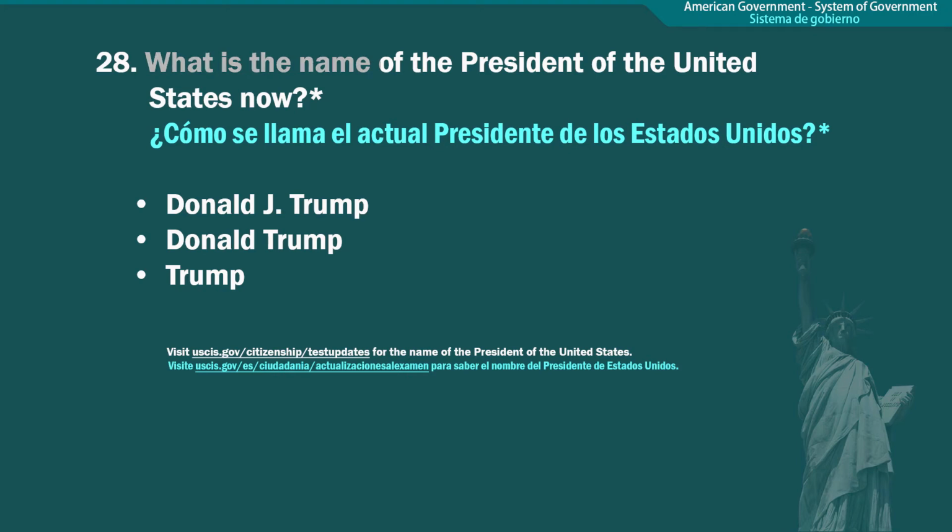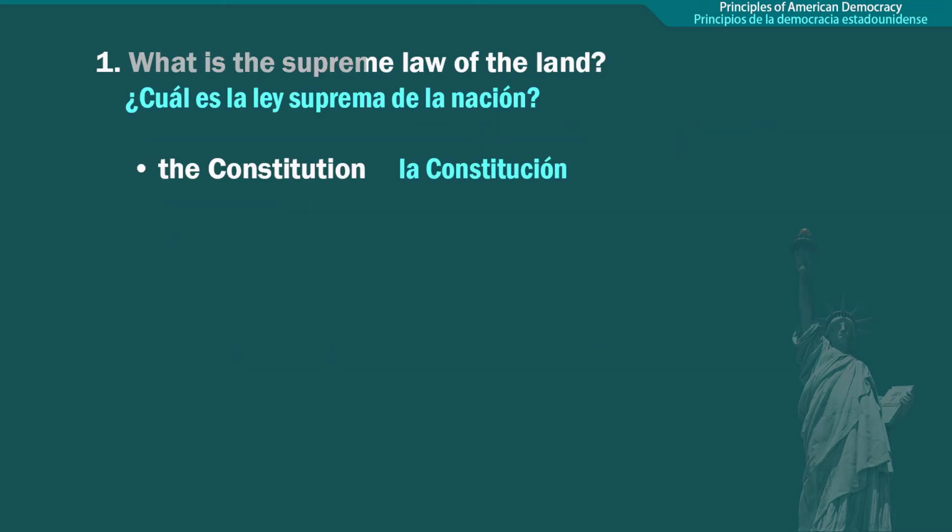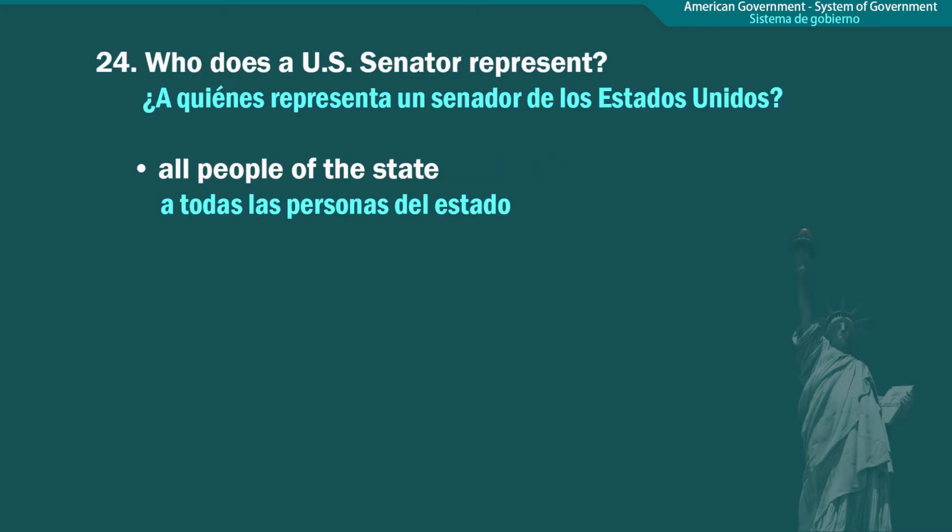What is the name of the President of the United States now? Donald J. Trump. Donald Trump. Trump. What is the supreme law of the land? The Constitution. Who does a U.S. Senator represent? All people of the state.